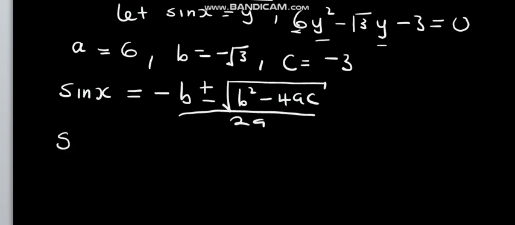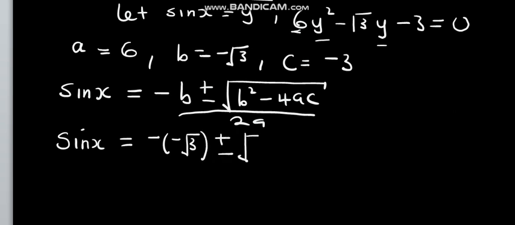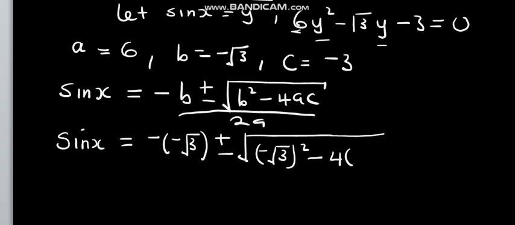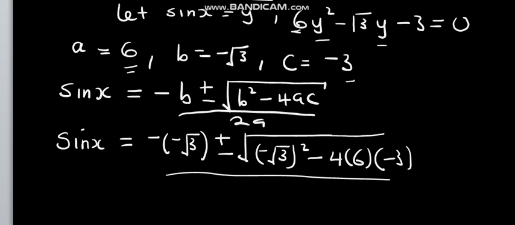We've known that our a is 6, our b is negative of root 3, and our c is negative 3. Therefore, sine x is equal to negative b, which is negative of root 3, plus or minus the square root of b squared, which is negative root 3 squared, minus 4 times a, which is 6, times c, which is negative root 3, out of 2 times a, which is 2 times 6.